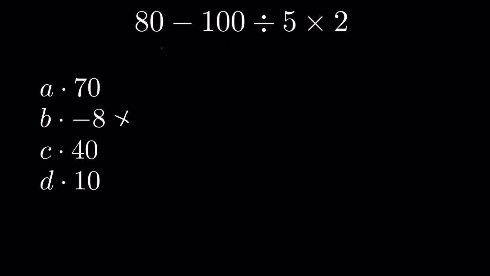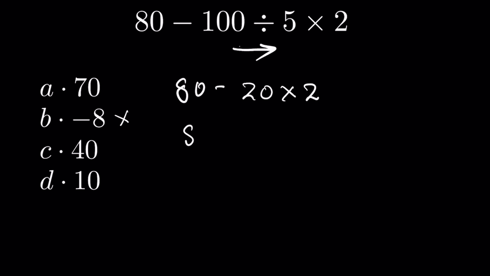Now here you can see we are getting two different answers. In one method we are getting 70 as our answer. In one method 40 as our answer. Which will be the correct one? Let's solve it again. 80 minus 100 divided by 5 times 2. We will start doing left to right. So 100 divided by 5 will be 20. Then times 2. Now before subtraction you do multiplication. So 80 minus 20 times 2 is 40. 80 minus 40 is 40. So the correct answer will be C, 40 and not 70.